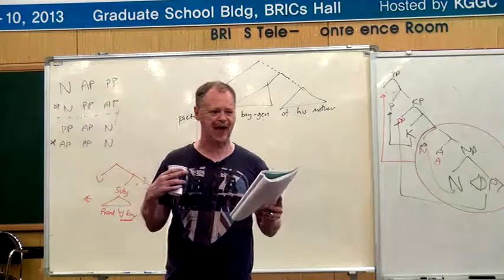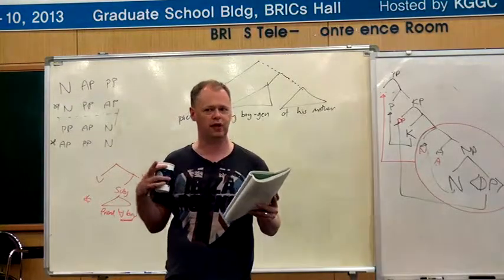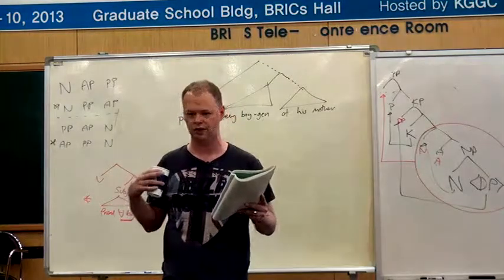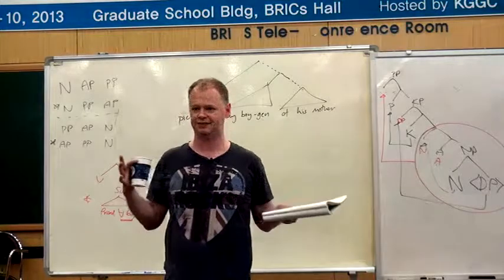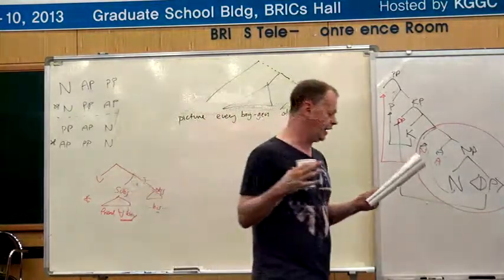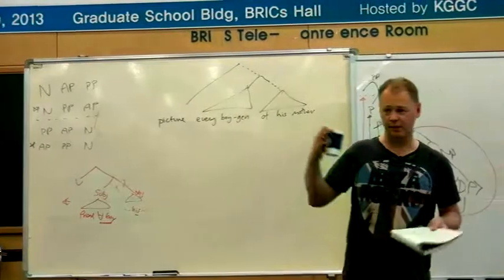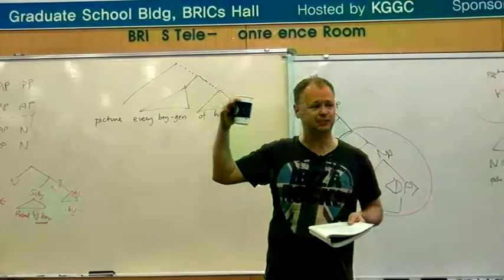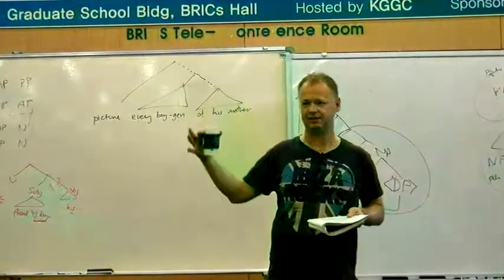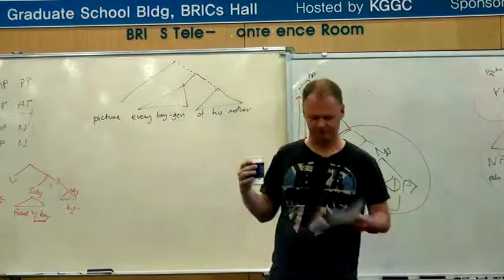So there's a dependency between the linear order and the apparent C command order, which looks nice. It sort of says, oh look, basically the at phrase, the possessor phrase, looks like it C commands the other one. And we're like, hurrah! Okay.